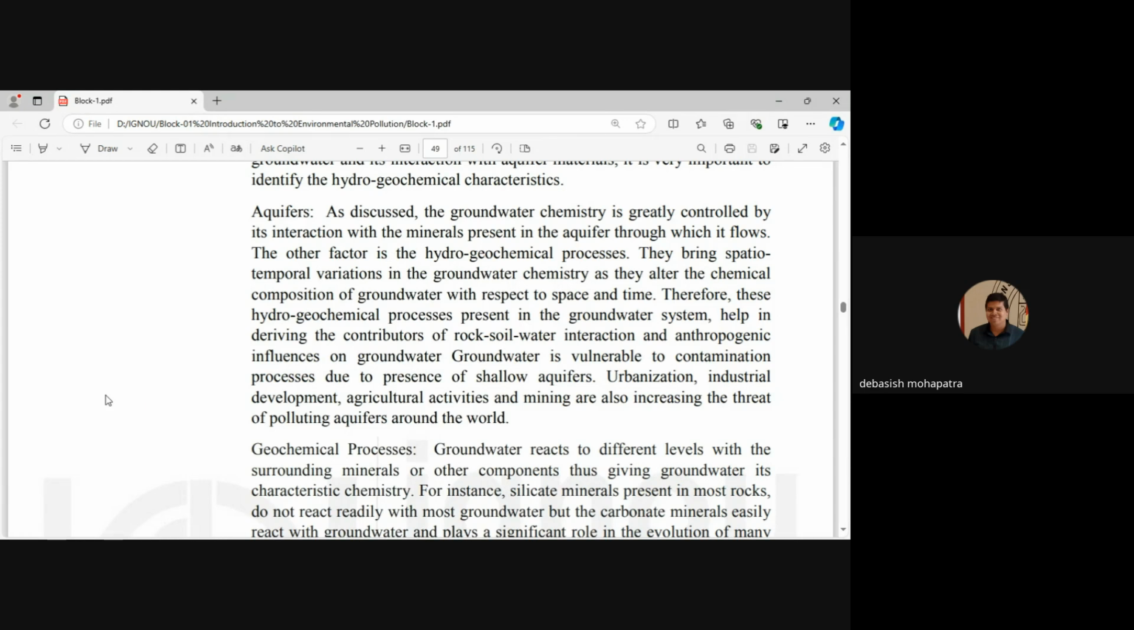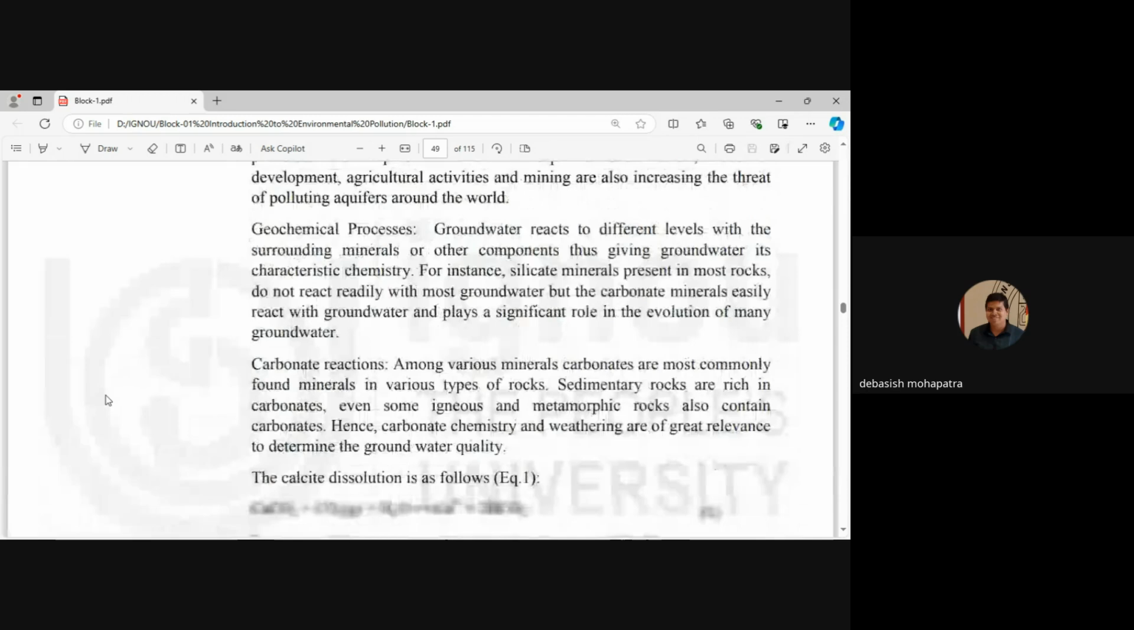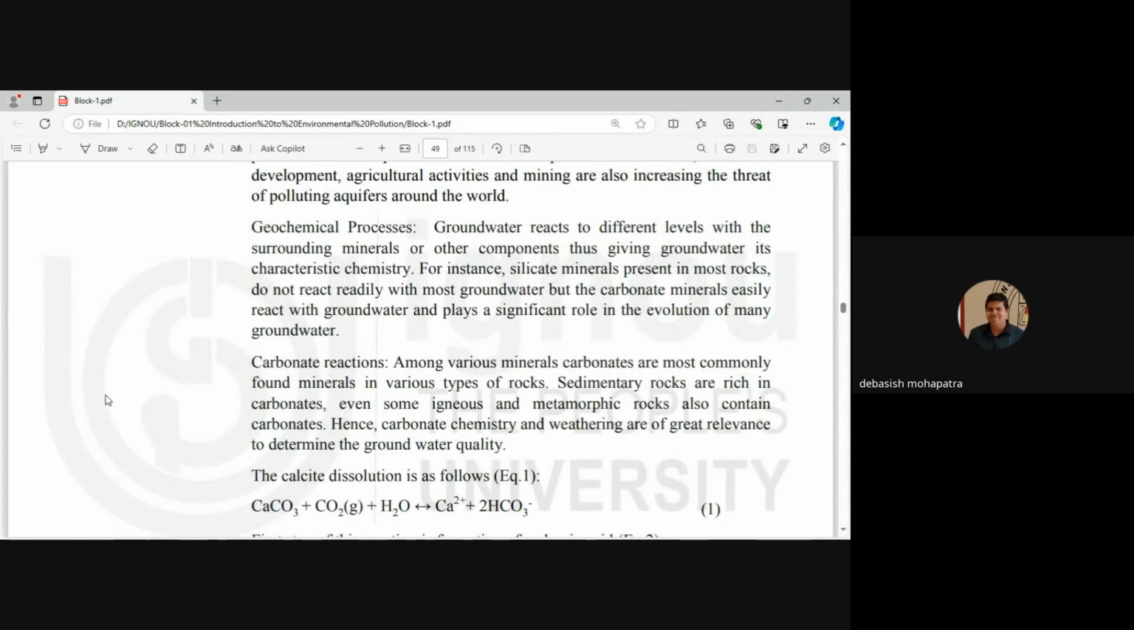Groundwater is vulnerable to contamination due to the presence of shallow aquifers. So urbanization, industry development, agricultural activities and mining are also increasing the threats of aquifer pollution around the world. Then geochemical processes: groundwater reacts to different levels with the surrounding minerals or other components, thus giving groundwater its characteristic chemistry.